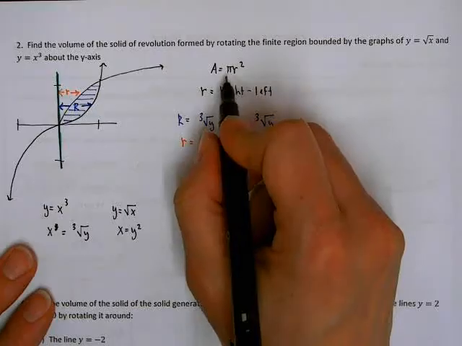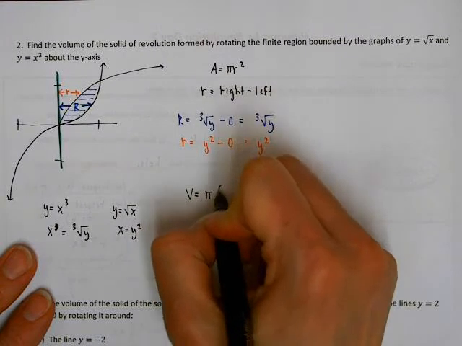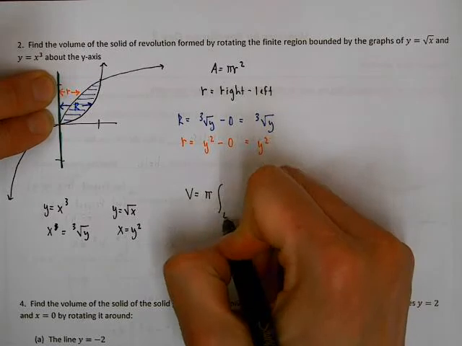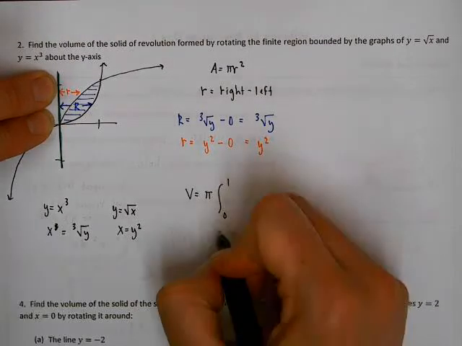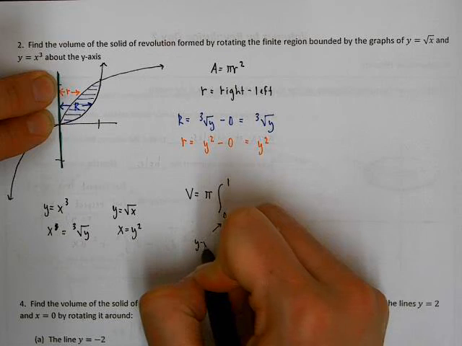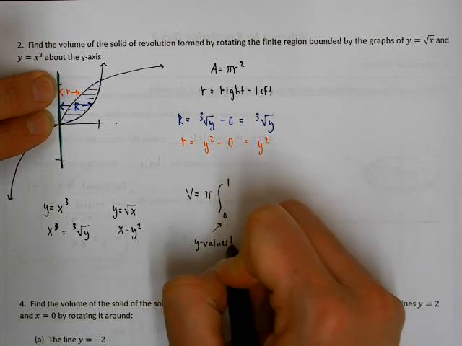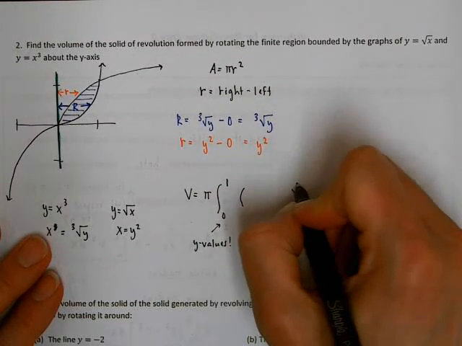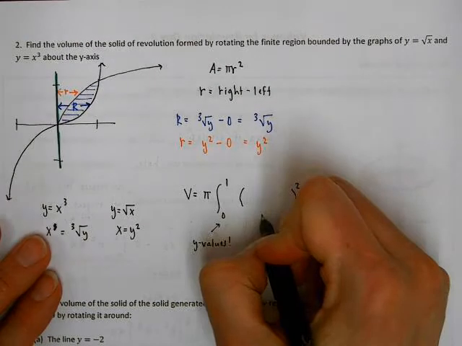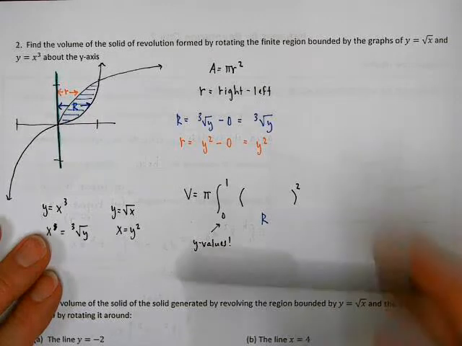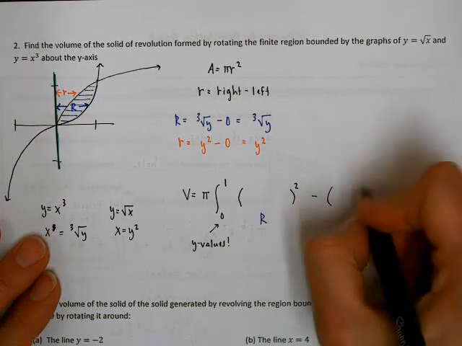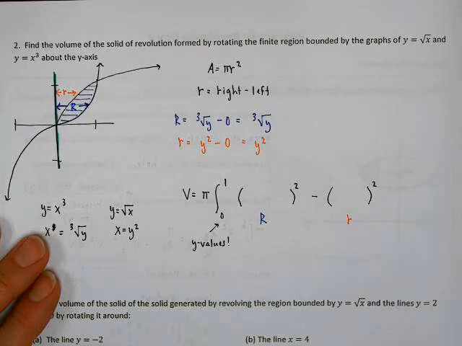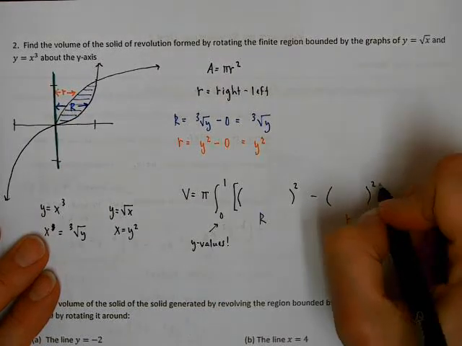So our volume is pi times the integral. Now remember, we have to use y values here, so this is going to be from 0 to 1, and I'm going to make a note that these are y values. Now I'm going to have my big R squared, minus my little r squared, and then dy.